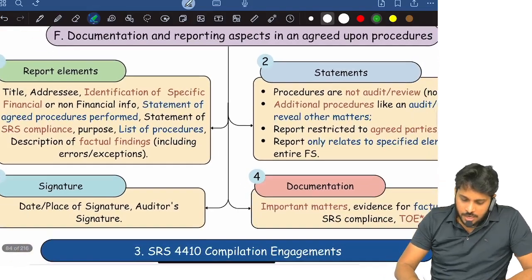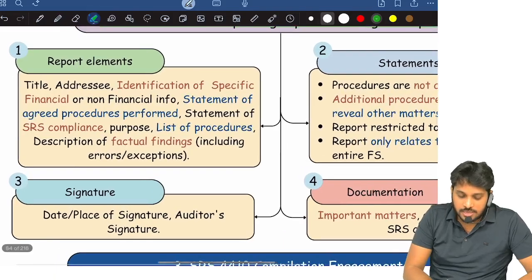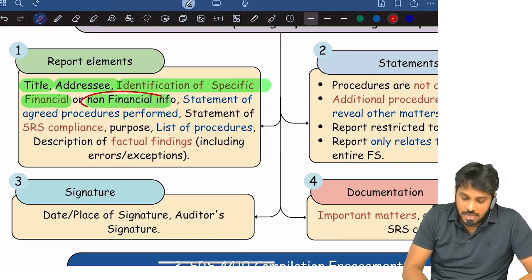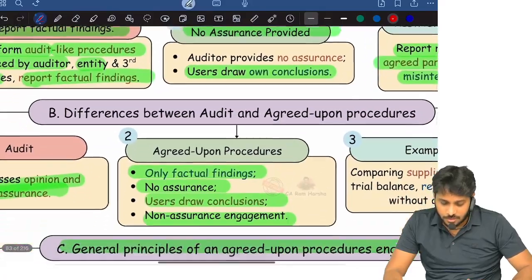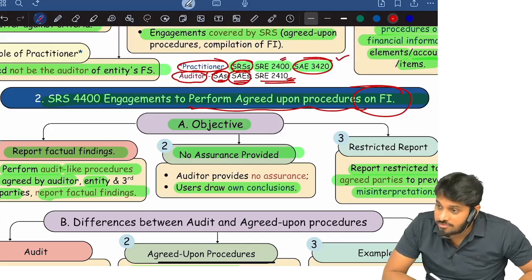Next, documentation and reporting aspects in agreed upon procedures. First, what are the elements of the report? Title will be there, address will be there, identification of specific financial information or non-financial information. You see the standard heading: engagements to perform agreed upon procedures on financial information.